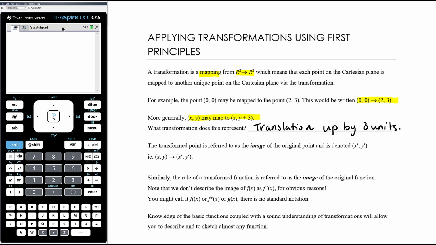The transformed point is referred to as the image of the original point. We introduced that word in the previous video, and we would use this notation to talk about the transformed point, so x dash, y dash. So in this example up here, we would say that x dash is x and y dash is y plus 3. The image of y is y plus 3. Okay.